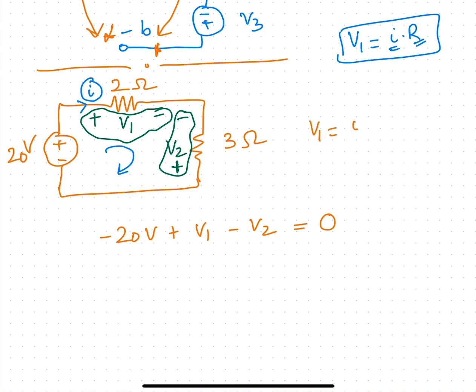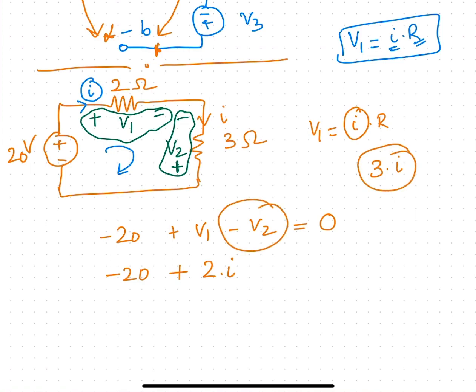V1 is equal to I into R, where I is the unknown. So I can say that it is minus 20 plus 2 into I. And what is this V2? This V2 is basically, if this is the current I flowing in this, 3 into I. So this minus V2 is actually equal to this plus 3I. So it is like this.